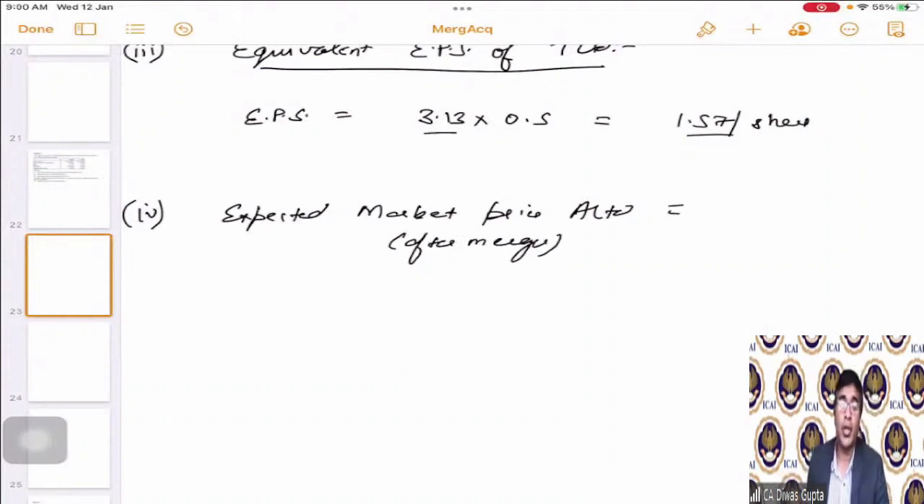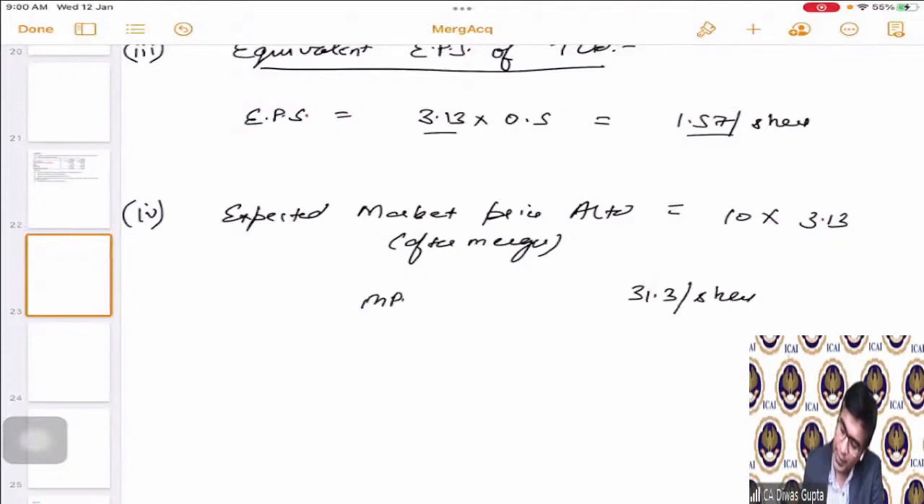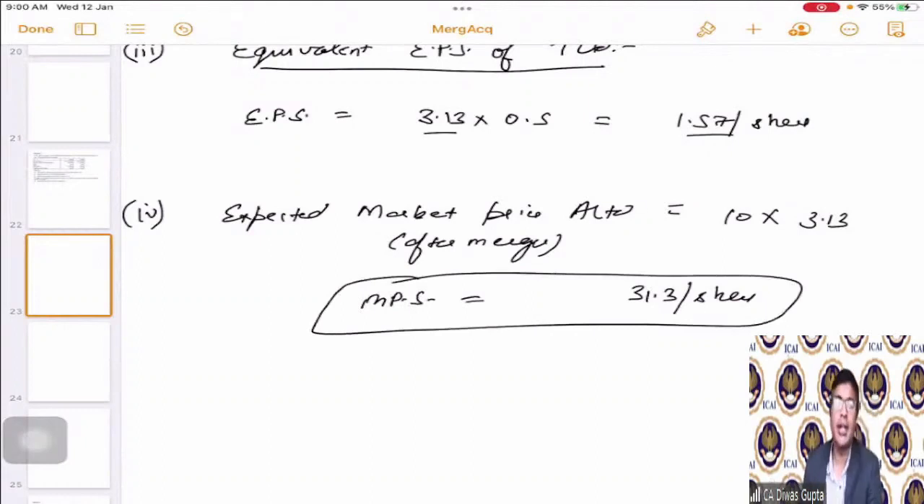So what is the PE ratio? Because the question is saying the PE ratio will remain same. PE ratio, there is no change, which is 10. What is EPS? 3.13 rupees, which we have already calculated in the second step. So that means 31.3 per share is the MPS after merger, which is the expected number.